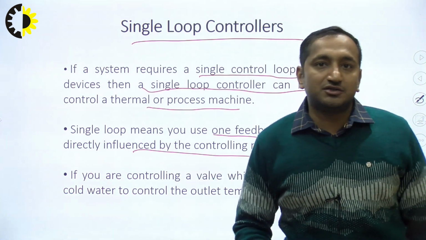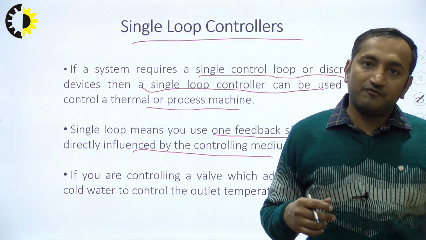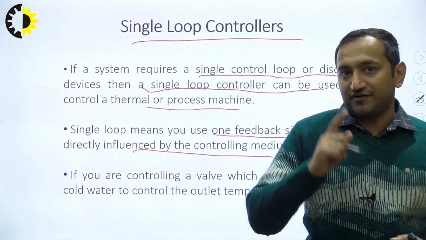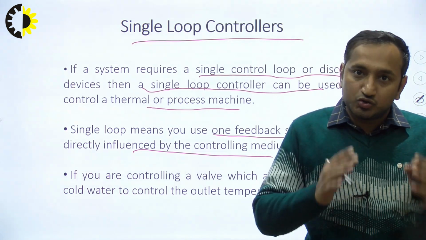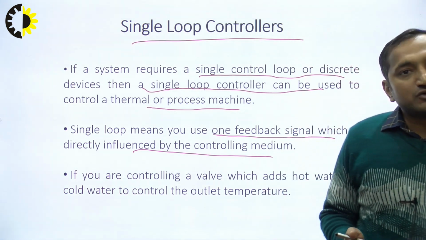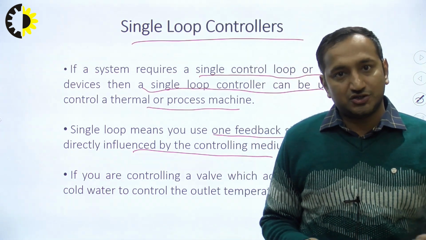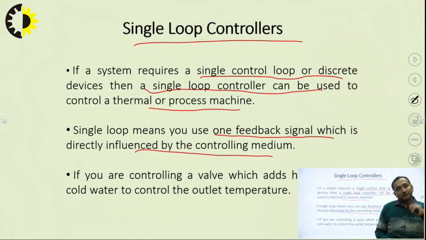A feedback signal is something like this: there is a room air conditioner and you have set the temperature as 25 degrees Celsius. As you have switched on the AC, earlier the temperature was 28. Now the air conditioner has to work in such a way that it reaches 25 degrees Celsius. As soon as it reaches 25 degrees Celsius, it will turn off. So how will the controller know whether the 25 degrees Celsius temperature has been reached or not?